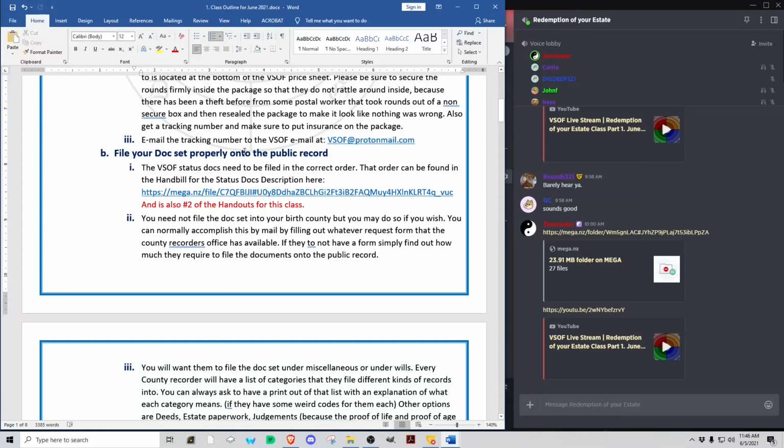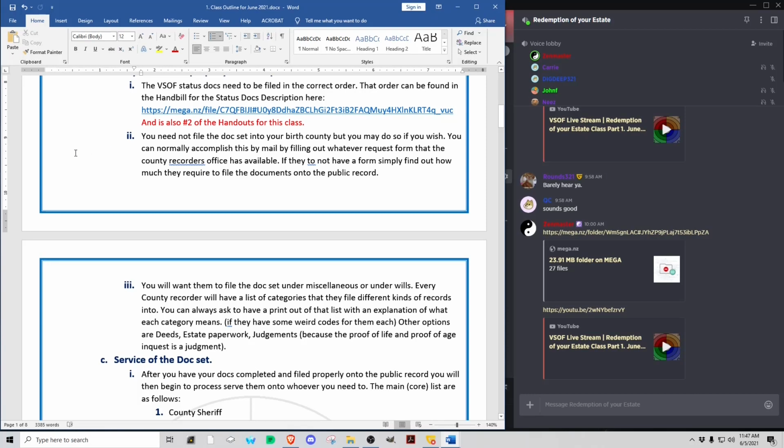Like I said, I don't want to take a tremendous amount of time because you guys pretty much know what they are anyway. So you fill out your status docs. You do not need to file your doc set into your birth county. I don't want to say it's better if you file them into the birth county, because they're just as legitimate. I'm not suggesting you do this, but if you filed each and every one of your status docs in a different county, it wouldn't minimize their importance nor their validity one iota. I think it's just probably better to put your birth county on notice first.